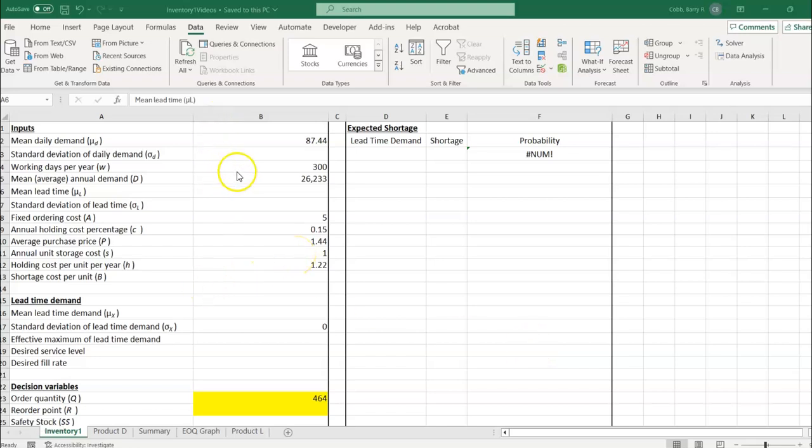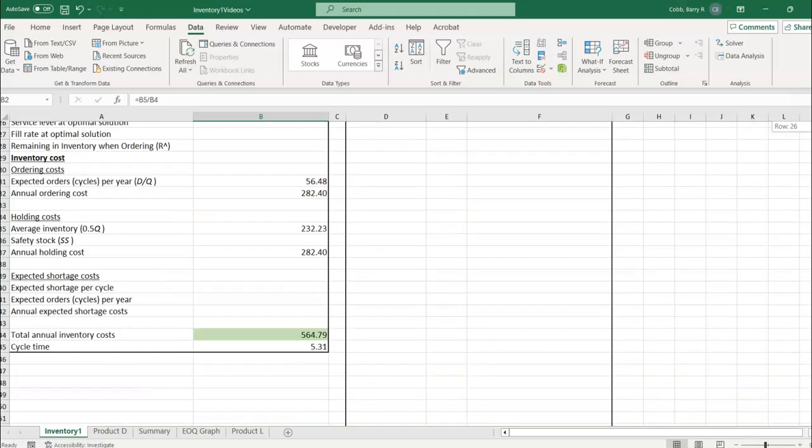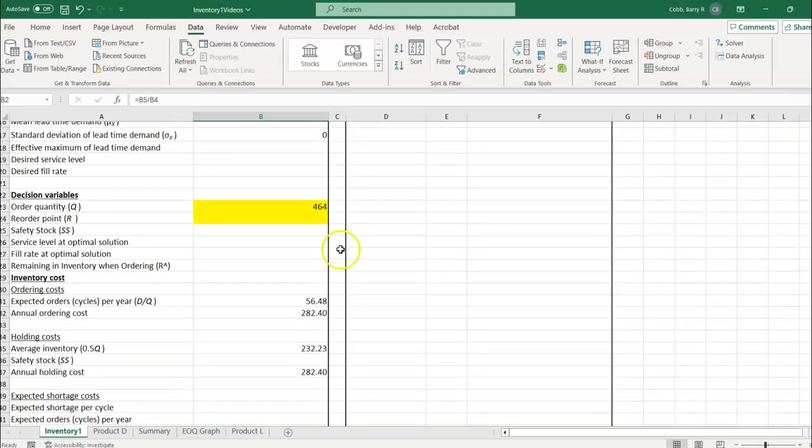Previously, we had used this inventory model to calculate the economic order quantity for one of the products in the sales data set, and in that case it was product D. And we had come up with the annual demand using the forecast. These other assumptions were provided, and we set up this cost model and used Solver to find the economic order quantity, which was 464.